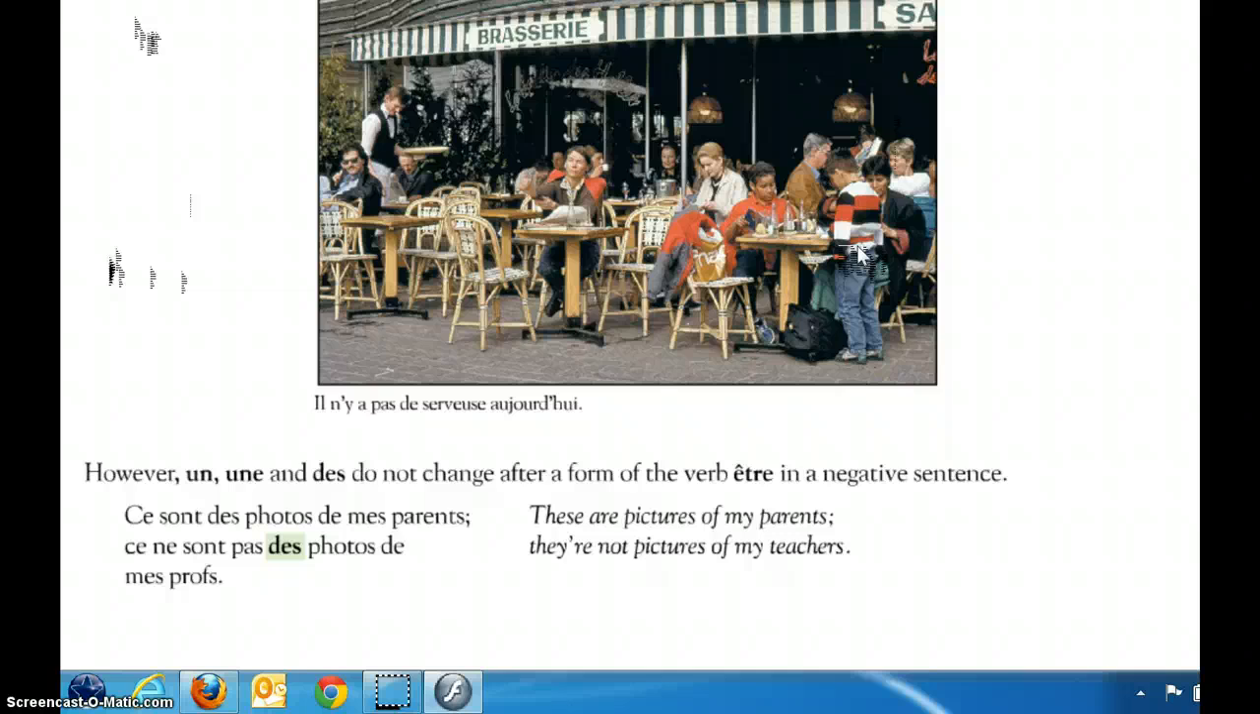Ce sont des photos de mes parents. These are pictures of my parents. Ce ne sont pas des photos de mes parents, de mes profs. But these are not pictures of my teachers. So notice that when we use the verb être, in other words, the word for is and are, usually est or sont or es or suis, then the pas de rule does not work here.